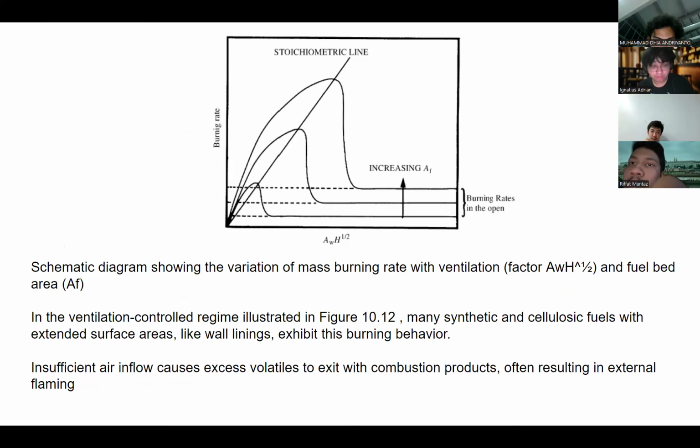Okay, so this next diagram is a schematic showing the variation of mass burning rate with ventilation and fuel bed area, or AF. The ventilation control regime is illustrated in this figure. Many synthetic and cellulosic fuels with extended surface areas, like wall linings, exhibit this burning behavior. Insufficient air inflow causes excess volatiles to exit with combustion products, often resulting in external flaming. Next.